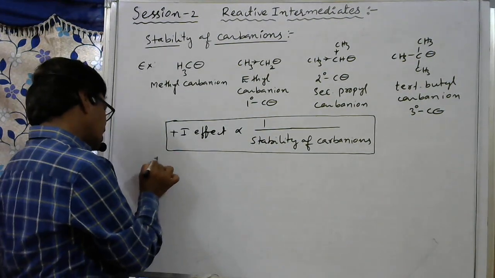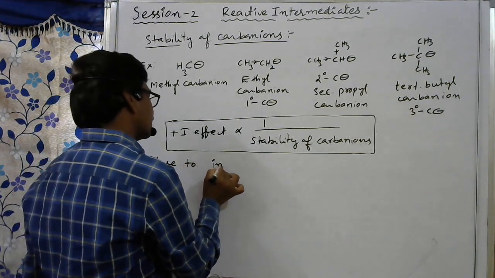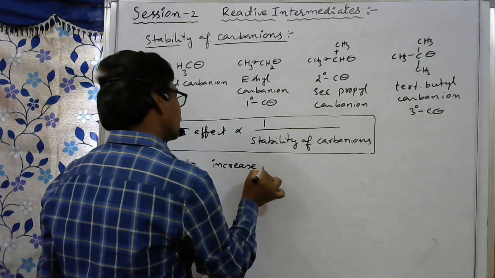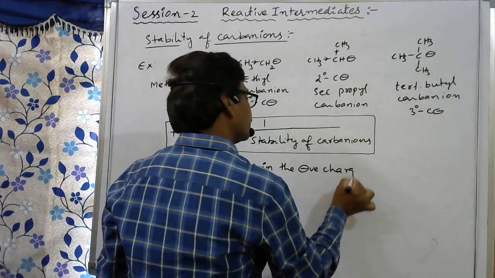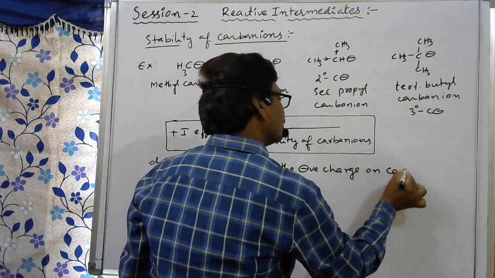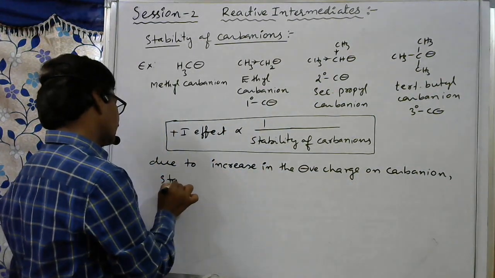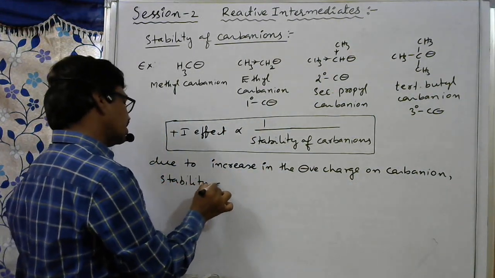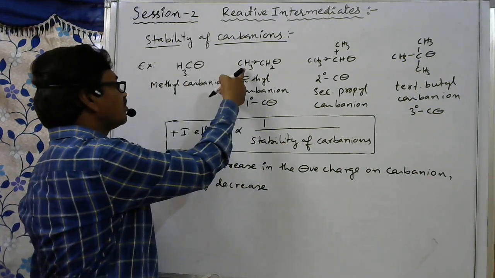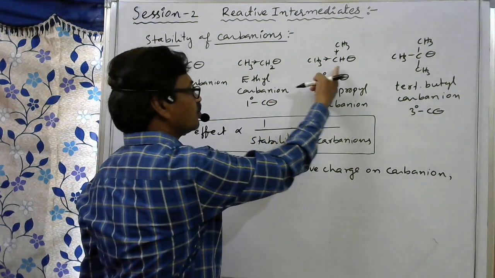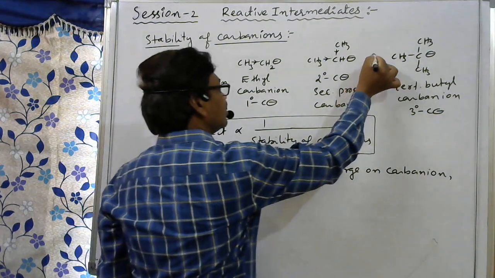So here I am writing: due to the increase in the negative charge on the carbanion, stability decreases. Here the plus I effect increases more and more, so this is the least stable.